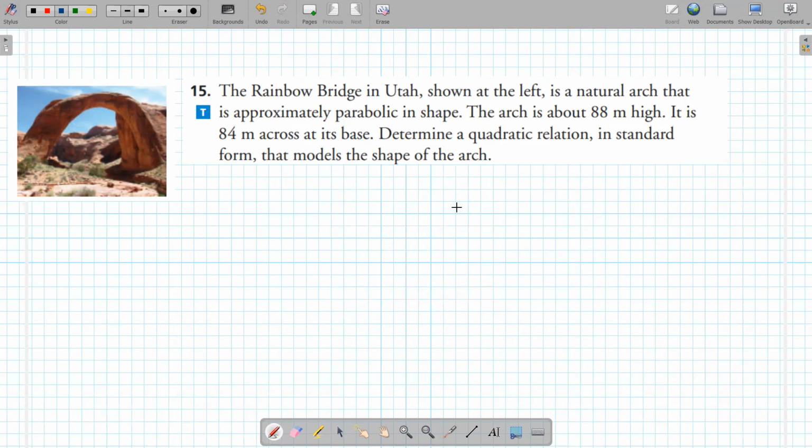Think about what the graph of this looks like, okay? I would start this by drawing a graph. This is more of a modeling question. We know the height is 88, right? What does that mean? You see this? We know the distance here, the vertex, is, yeah, we know the vertex is 88.